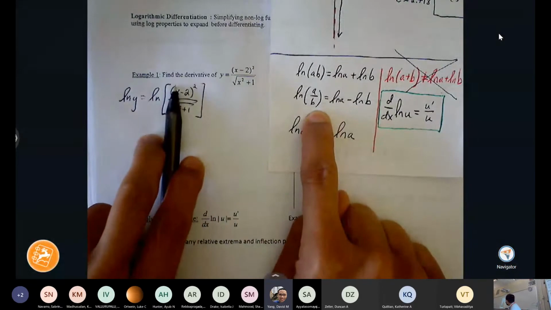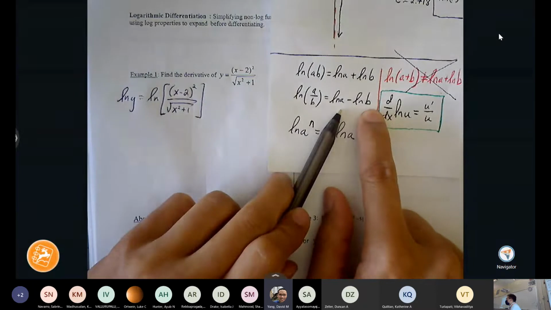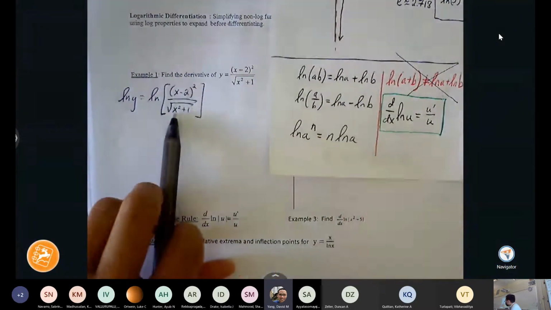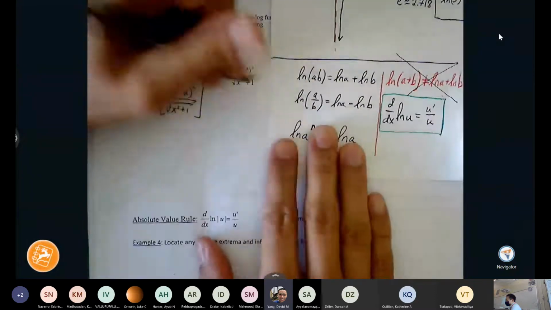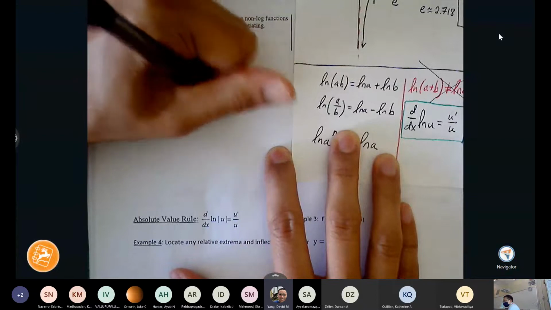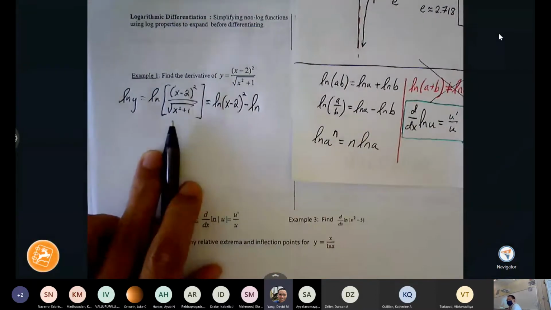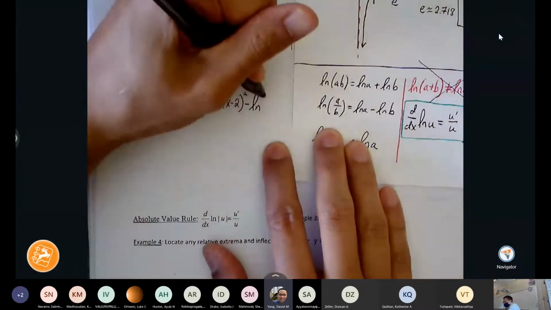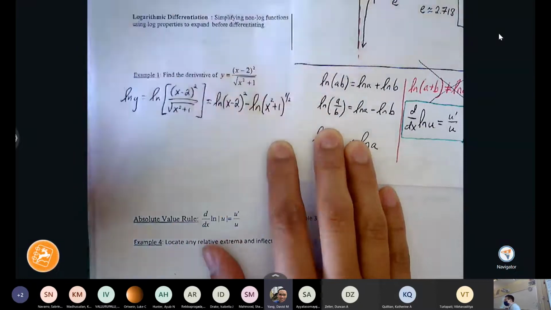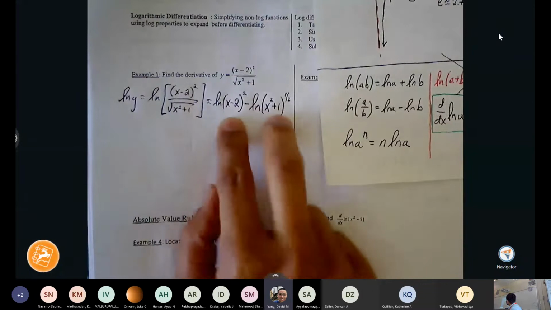I'm going to treat the numerator as my a, treat the denominator as my b, and just make it natural log of a minus natural log of b. The whole point is we want to expand this out so that the derivative will be easier down the road. And while I'm at it, I'm going to go ahead and convert that radical to a rational exponent just to get ready for my next step. So already it looks easier than what we had before.